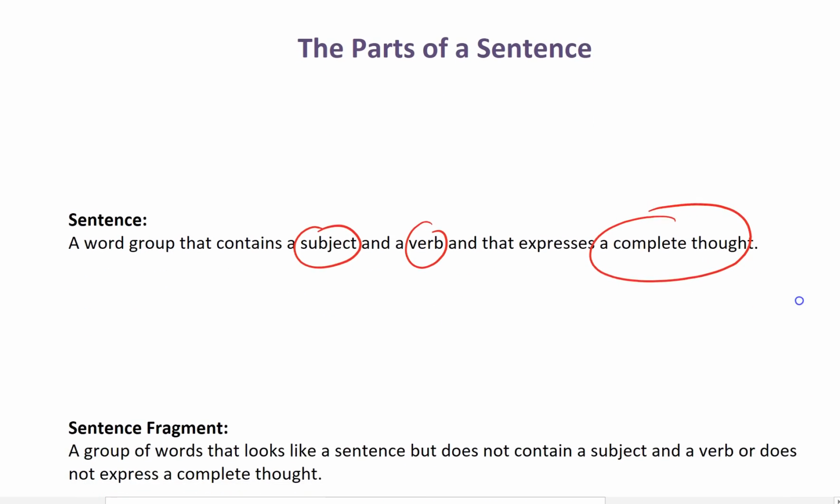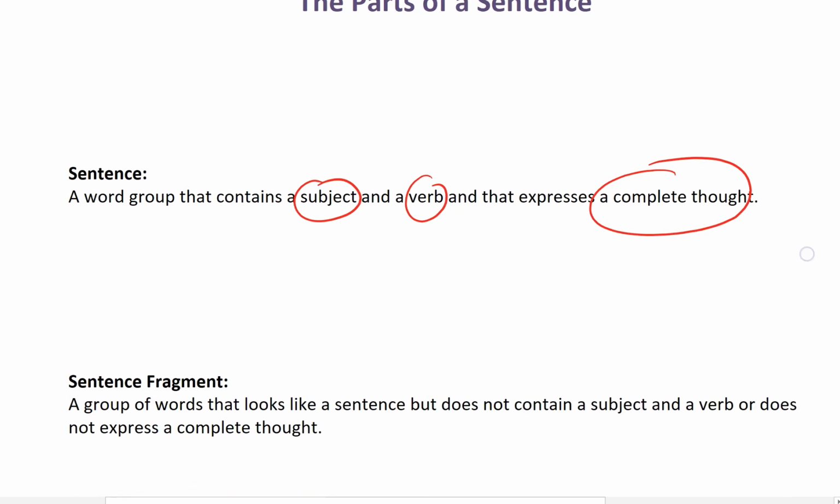The opposite of a sentence is a sentence fragment. So a sentence fragment is a group of words that looks like a sentence but does not contain a subject and a verb, or it does not express a complete thought. So the opposite of what we just said.